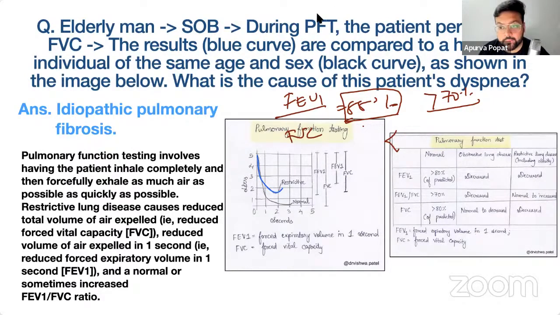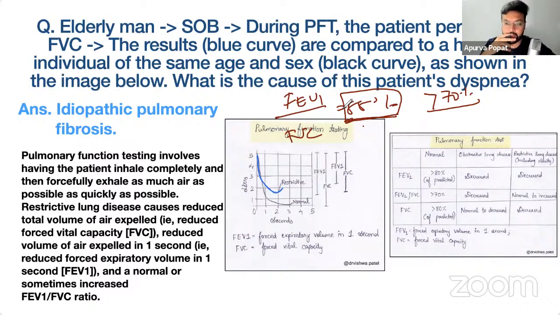Why is it normal? 88% is increased, right? How much do you think the normal should be? 80%. Below 70% is obstructive, and above 80% is restrictive lung disease. See, this can be normal or restrictive lung disease. This can be a normal patient, right? What if he is an athlete? His FEV1 will be high. So this can be normal or high.